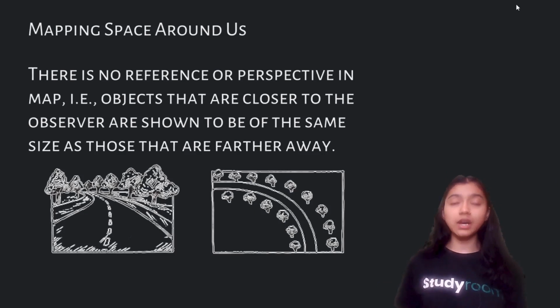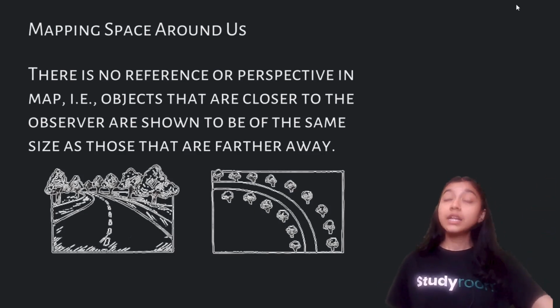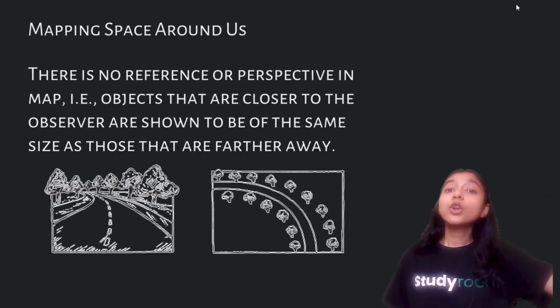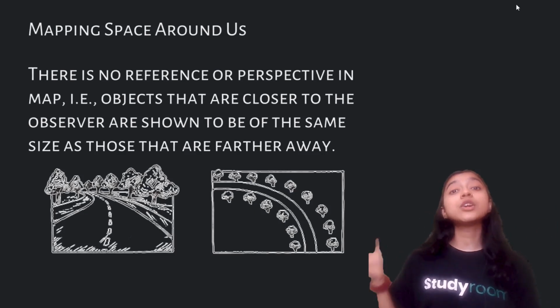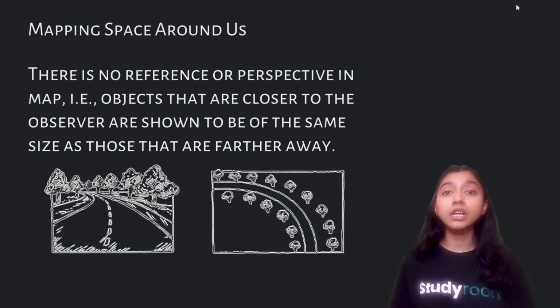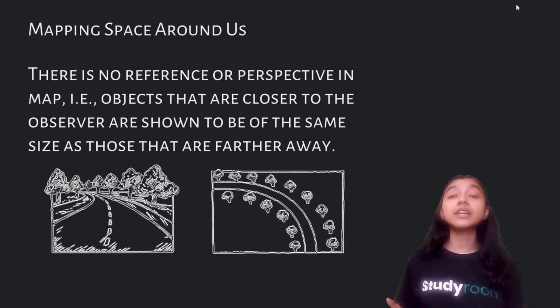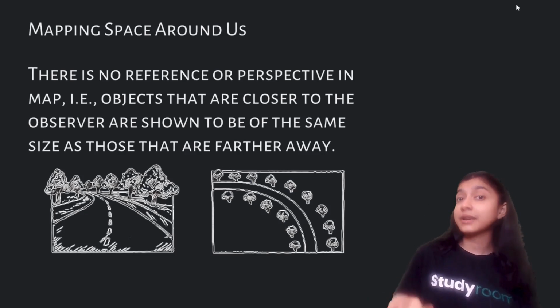If I am standing over here, I have a tree right over here. Then I'll represent that tree of the same size as the tree that is 10 kilometers away from me. All the trees on the map will be represented of the same size irrespective of the reference point, irrespective of the observer. So, this is very important in case of mapping, and preferably the objects are represented using symbols. Let's say trees are represented by circles.